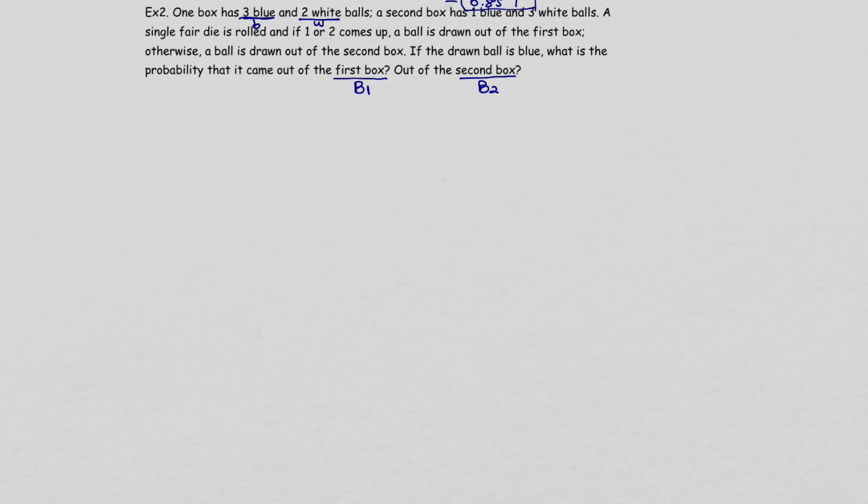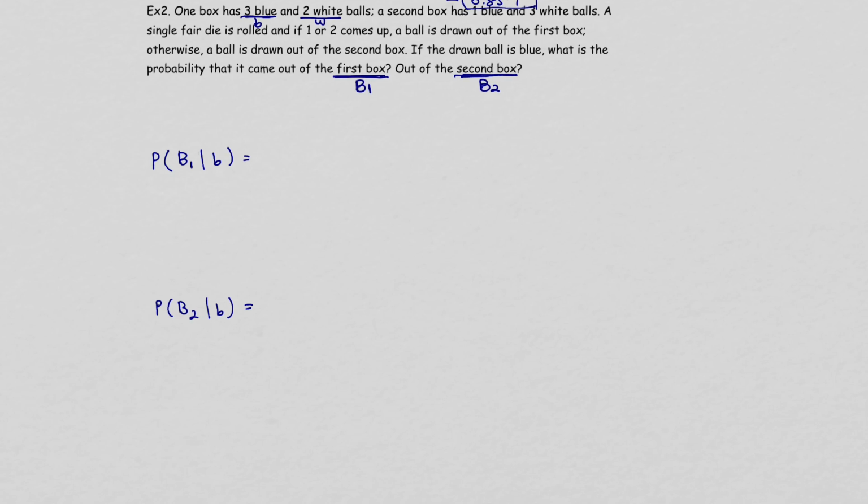So what are we looking for? The first one, let's say this one right here: what is the probability that it comes out of the first box? So we're talking about blue. So first box given blue, right? This is what we're looking for. And also the probability of getting the second box given the blue. That's what we're trying to look for.